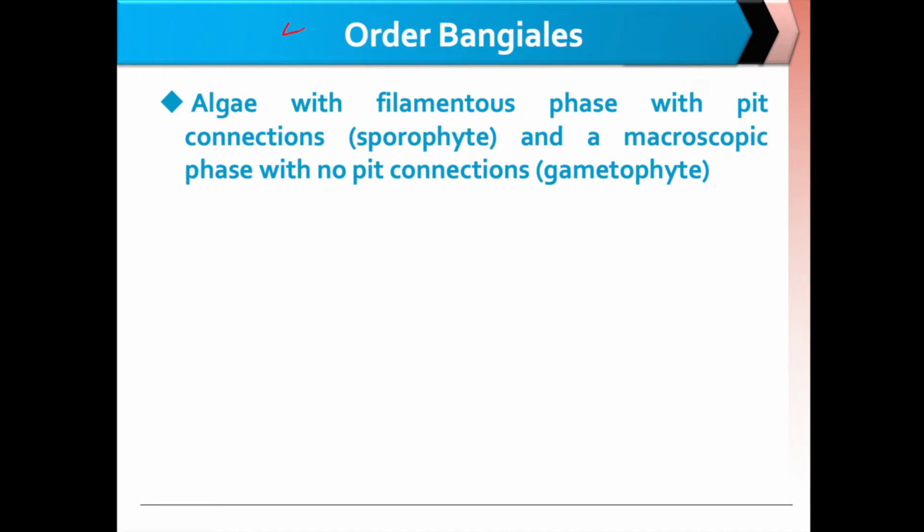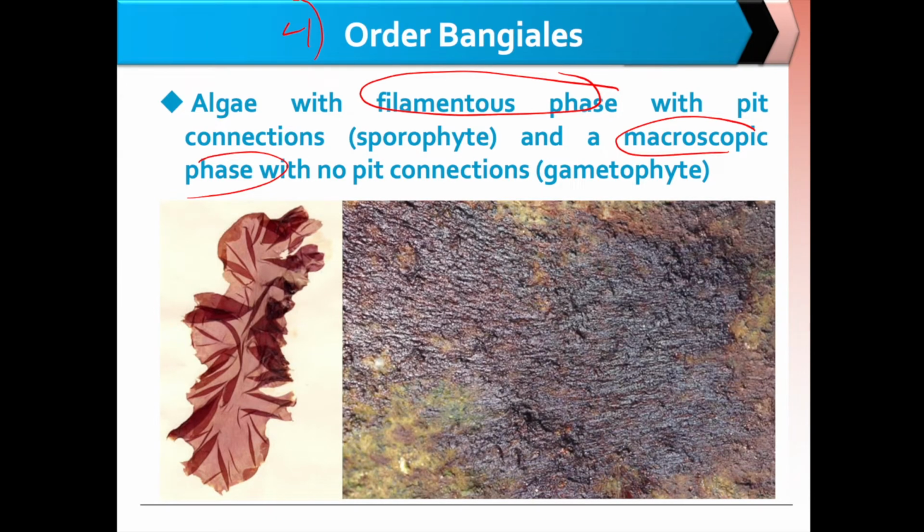Now, for your order Bangiales, this is a unique order under your Rhodophyceae since they have a filamentous base and a more macroscopic base. As you can see here, we have two different cytomorphological structures. We have your macroscopic base right here with no pit connection, and we have your filamentous base right here with pit connections. So this is the sporophyte, meaning it is the 2N individual. So this is filamentous in nature.